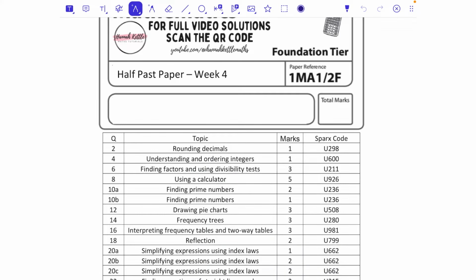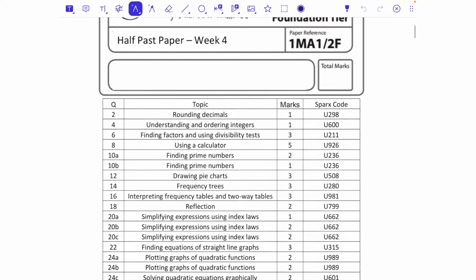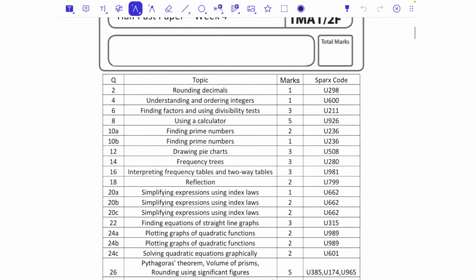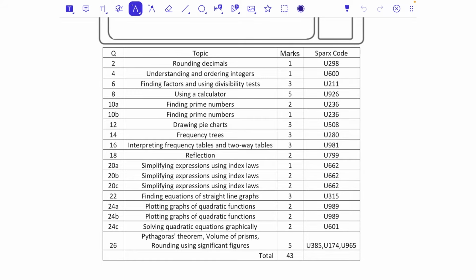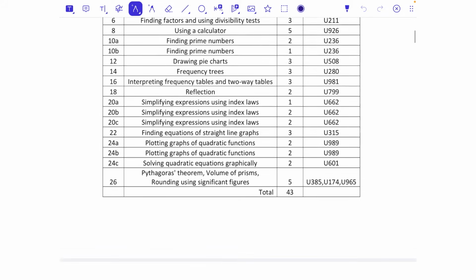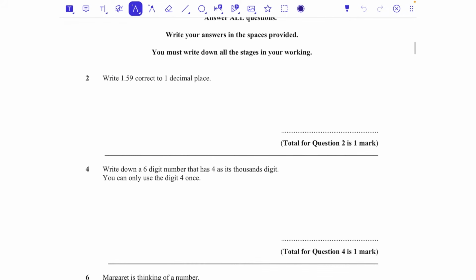So this is half past paper week 4 for foundation. We've got all the even numbers this week. We had all the odd numbers last week. So this is 43 marks out of 80. These are all the topics that we'll be covering in this video, and all the Sparks codes as usual if you do have Sparks at your school and you want to use them for independent learning.